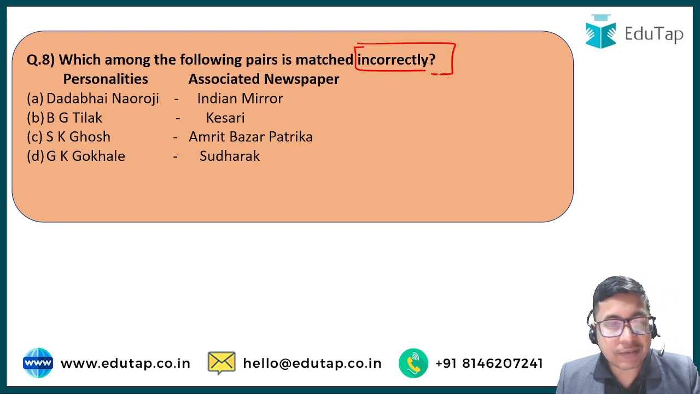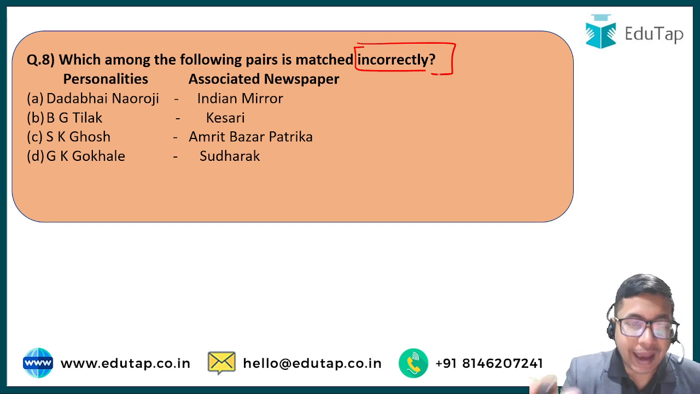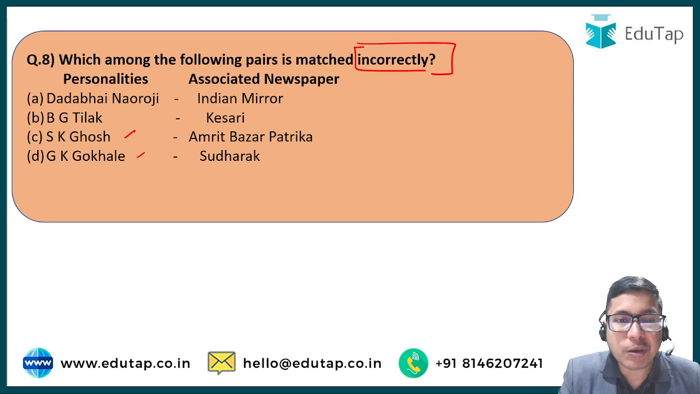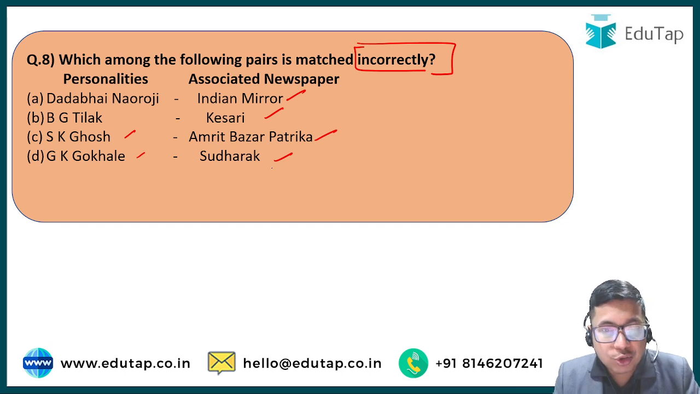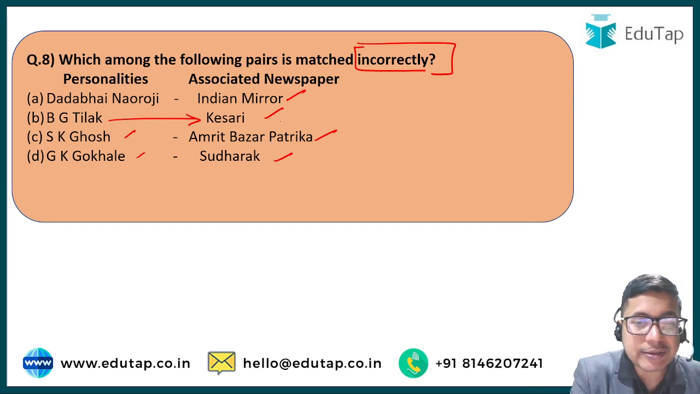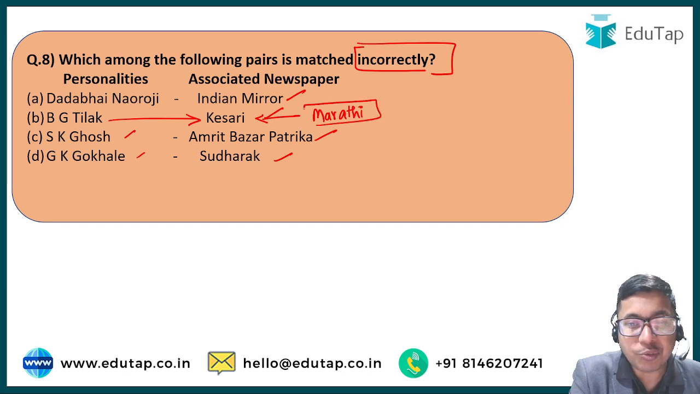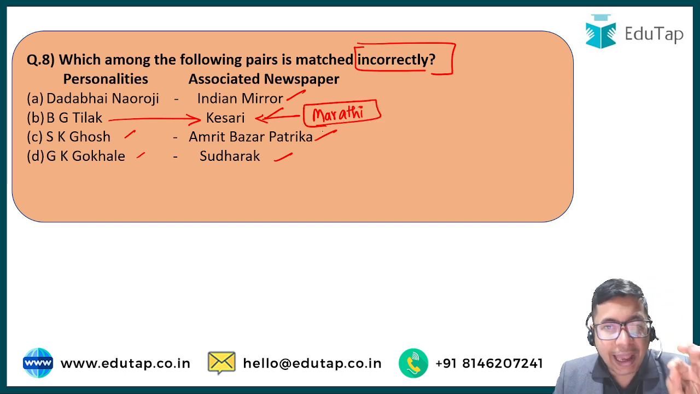On one side, there is a list of personalities: Dadabhai Nauroji, Bal Gangadhar Tilak, Shishir Kumar Ghosh, and Gopal Krishna Gokhale. And on the other side, there are newspapers associated with them: Indian Mirror, Kesari, Amrita Bazar Patrika, and Sudharak. So we have to find out the pair which is incorrectly matched. Bal Gangadhar Tilak was very famously associated with Kesari, a newspaper which he published in Marathi, and especially during the home rule movement he was very active, and through Kesari he propagated his nationalist, extremist ideas, and he inspired a lot of Indian people to stand against the Britishers.